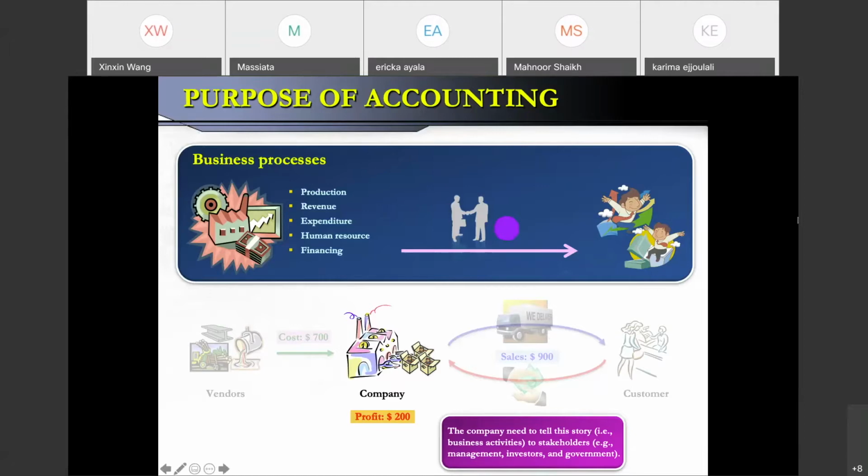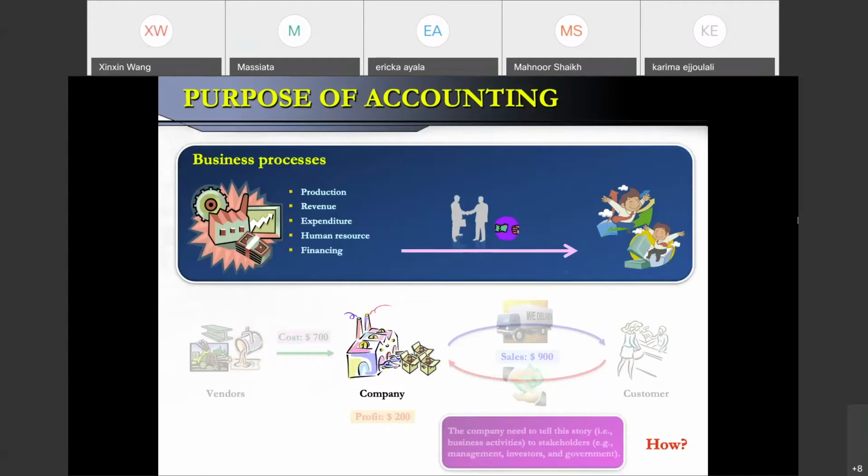So the stakeholders want to see, what are the stakeholders of the company? Management, investors, government. This government is not a very deep, concrete concept. It's very broad. You know, the IRS can be a government agency. The SEC can be a government agency. It's a very broad concept, okay?